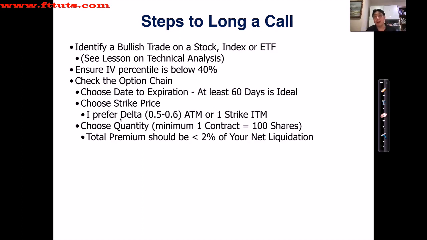So how would you know? Well, look at the delta of the option. So usually I choose a delta of 0.5 to 0.6. Recall what that means. This means that your trade has a 50 to 60% probability of expiring in the money. So that's what it means as well.